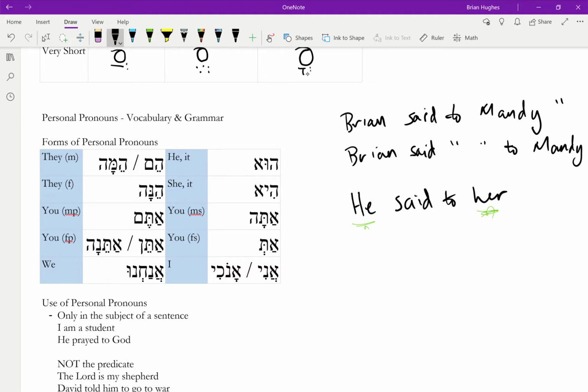So you've already learned the vocab for the personal pronouns in Hebrew, but we'll go over them. We'll start here in the top right. We have who. Who is for he or it, so it's our 3ms, third masculine singular pronoun. He is for she or a feminine noun, it. We call that third person feminine singular.